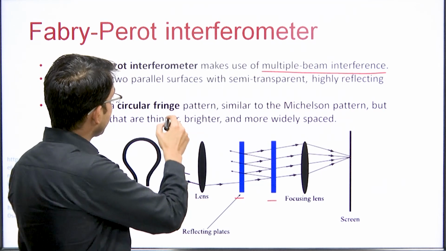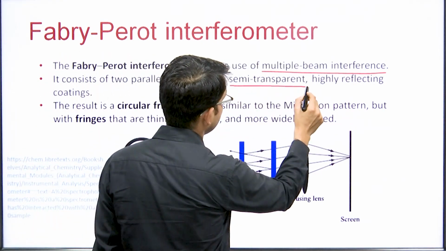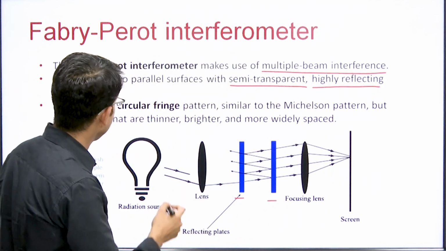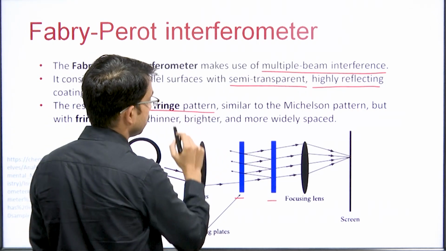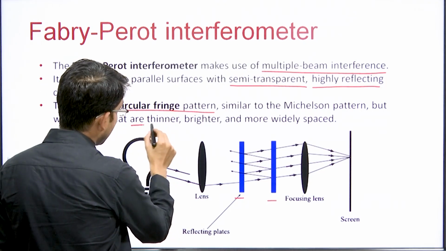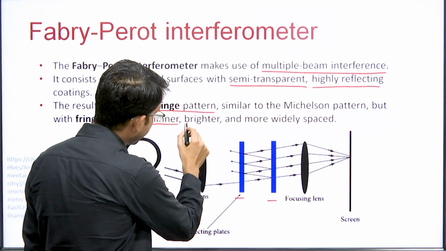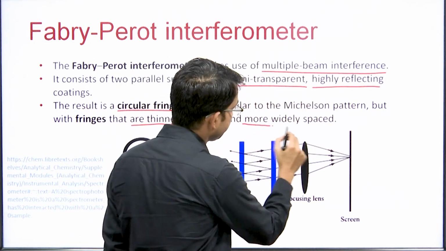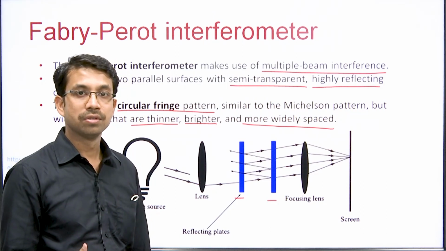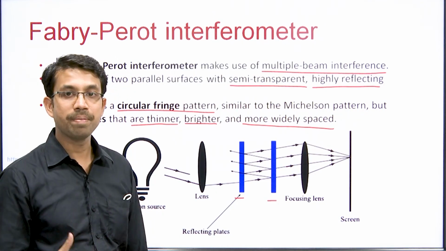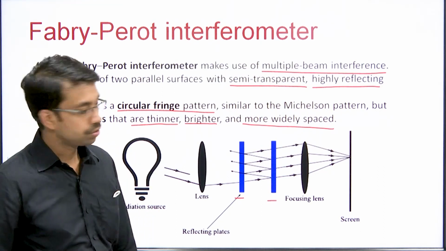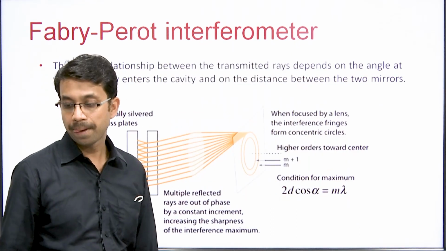So, it consists of two parallel surfaces with semi transparent highly reflecting coating. Due to this, what do we get? We get a circular fringe pattern that is similar to the Michelson pattern, but fringes are thinner, brighter and more widely spaced in comparison to Michelson interferometer. Okay. So, it gives a better pattern if we compare it with Michelson interferometer. So, this is the construction. Another diagram.